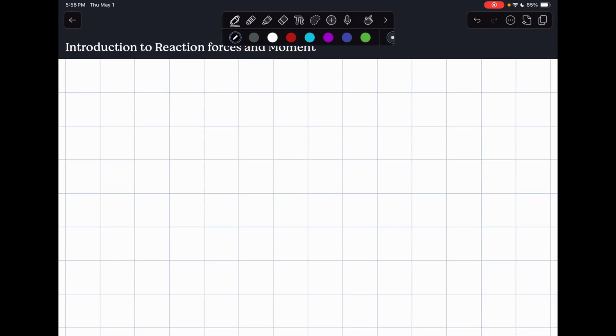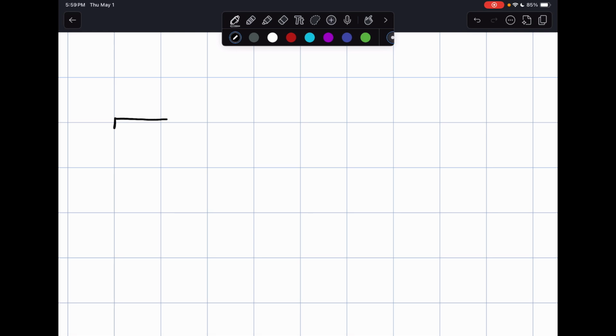So to get started, I wanted to talk about the different types of support systems or support types that we have. Let's say we have a beam here, and this beam is being supported by a pin. Let's call this point A. At this pin support, we only have two reaction forces, that being a force in the y direction and another force in the x direction. This is because we are able to move our beam in both the x and y direction.